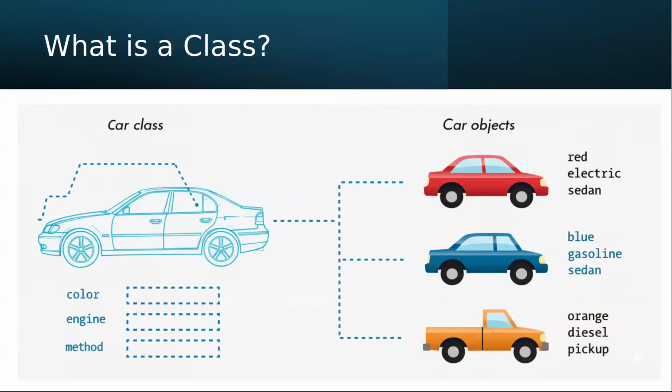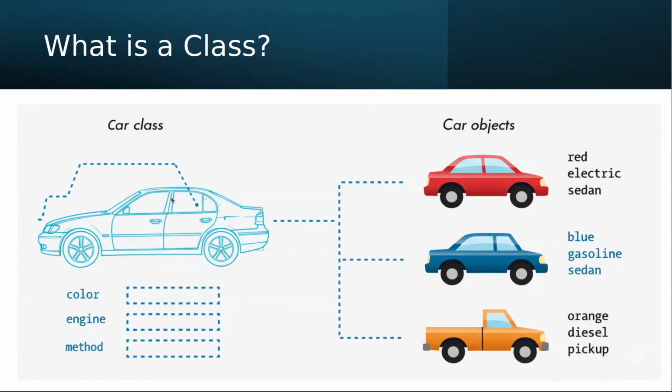Now, what is a class? A class is a blueprint or template that combines both attributes and behavior. An object is an instance of that class, a real representation created from the blueprint. Here we define a car class that has 3 data members: color, engine, and model. It also has a method called start, which describes what a car can do.